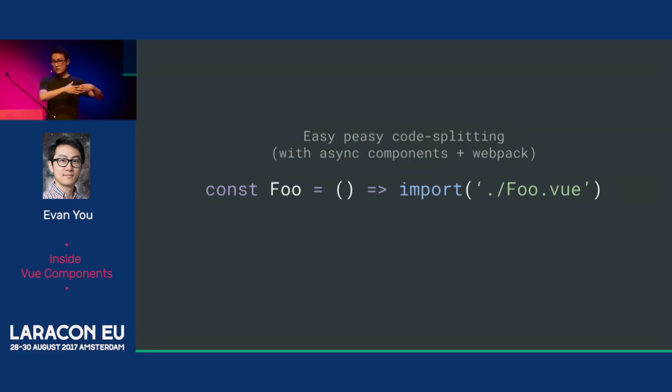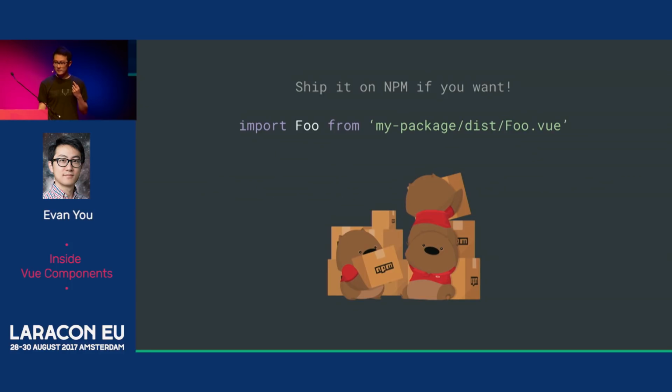And with the way single file components work and everything Webpack and Vue provide you, it's really straightforward to just split out part of the application, the whole component tree, into a separate chunk like this. And because they are just files and dependencies, you can distribute them as dependencies, as packages on package managers. So you can distribute them via NPM.